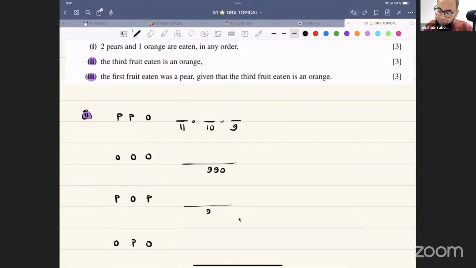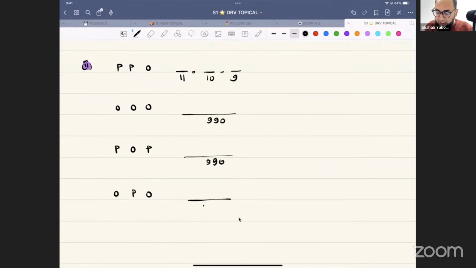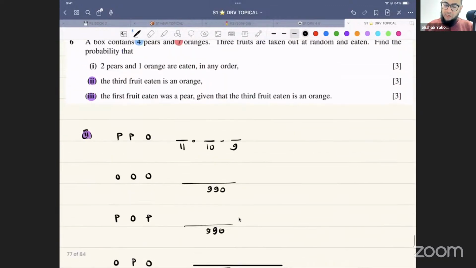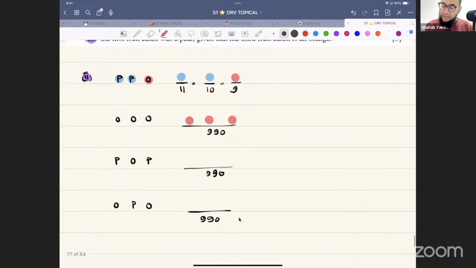And let me write it properly. That is 990. Okay, let me check the pencil charging. I think it's all good, all clear. Now, if I'm talking about the 2 pears, so therefore, that's a blue and a blue, and orange comes at the end. I'll just fill in the numbers. And then 3 oranges over here. And then 2 pears and 1 orange in the middle.